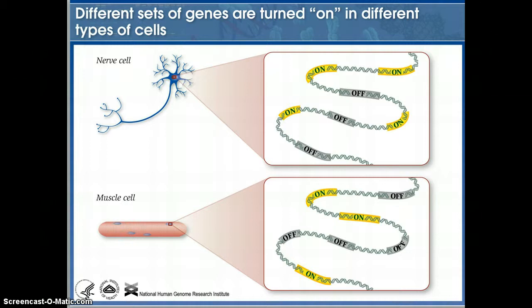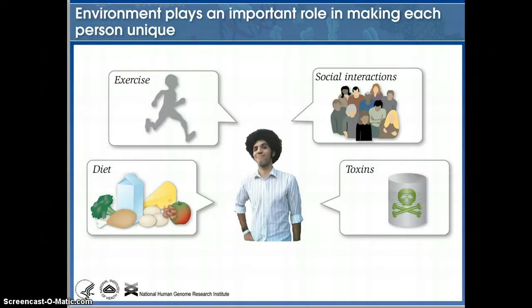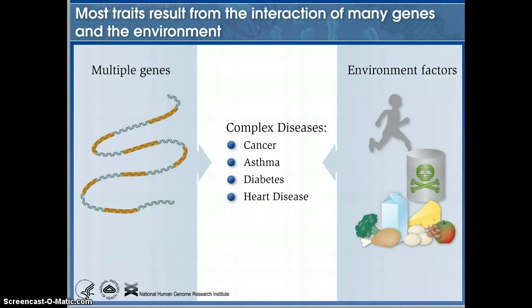When we look at things like a nerve cell, some genes will be turned on, some genes will be turned off, and those will be different genes than the ones that are turned on or off in, for example, a muscle cell. We also know that not everything about the way that our body works is completely controlled by genetics. There are other factors like diet, exercise, social interactions, toxins, etc. And most things are a combination of both.